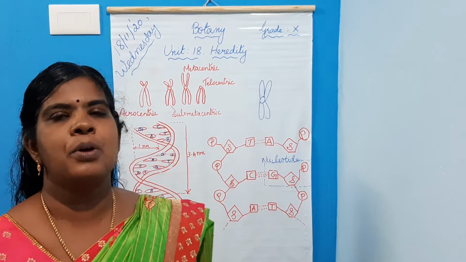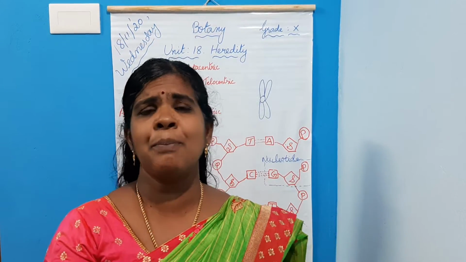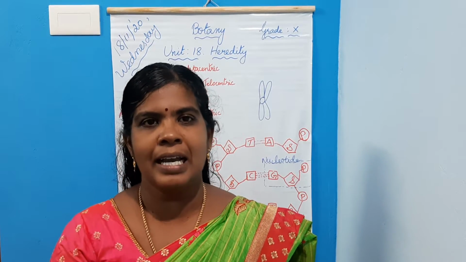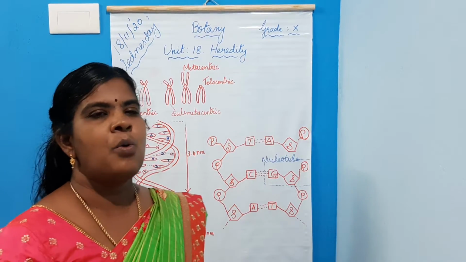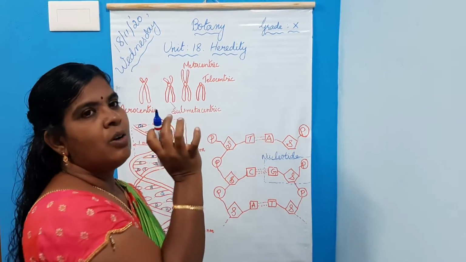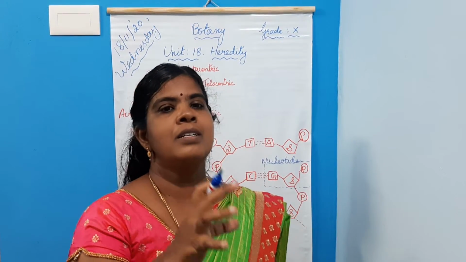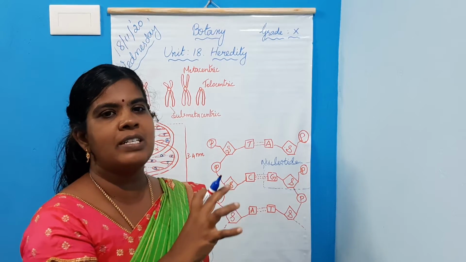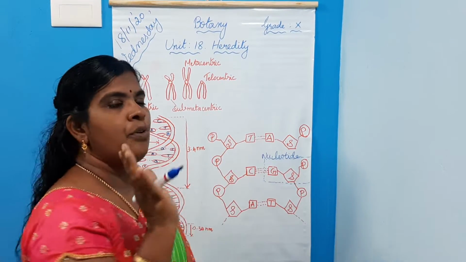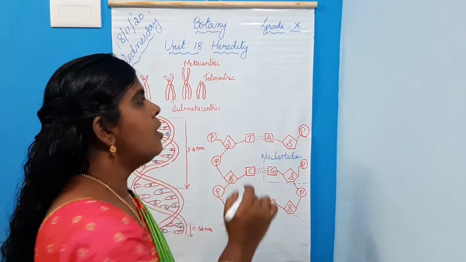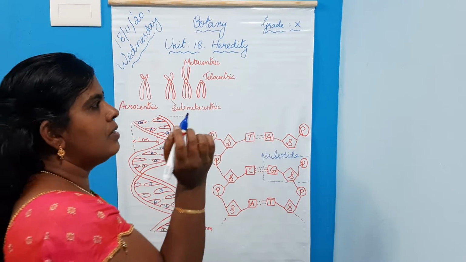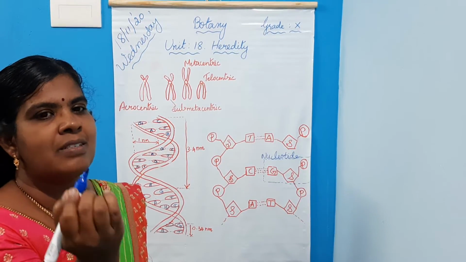Today we are going to learn about the types of chromosome based on the position of the centromere and the types of chromosome based on their function. The first is about the types of chromosomes based on the position of the centromere. What is centromere? The central body, isn't it? The chromatids are joined with the help of a central body, or it is called centromere. There are 4 types of chromosomes based on the position of the centromere.